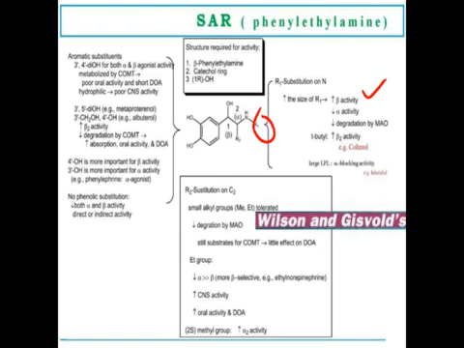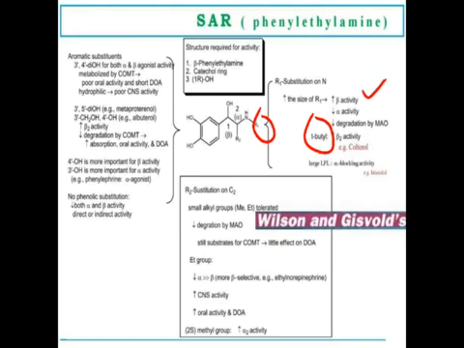Another benefit of this is that if we increase the size of R1, it decreases the degradation by monoamine oxidase. So it is difficult for the enzyme monoamine oxidase to cause the oxidation of this part. So if we increase the size of R1, it will increase the beta activity and decrease the alpha activity. If methyl is there, it will show alpha activity. But if ethyl, propyl, butyl, it will show the beta activity. And if the tertiary butyl group is there in R1, then it shows beta 2 activity, or it is selective for the beta 2 receptor.